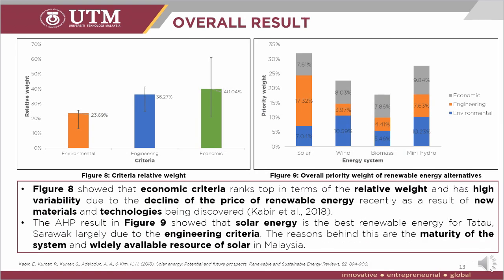Finally, we have come to the overall result of the study. As you can see from the figures, figure 8 shows the criteria relative weight, while figure 9 shows the overall priority weight of the alternatives. In figure 8, the economic criteria rank top in terms of relative weight and have high variability due to the recent decline of the price of renewable energy as a result of new materials and technologies being discovered.